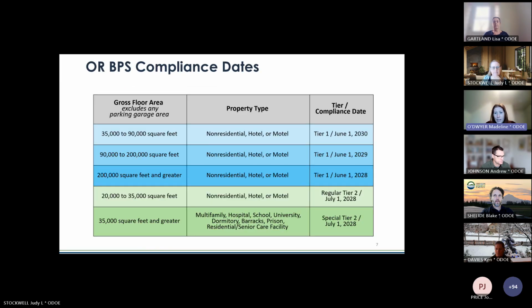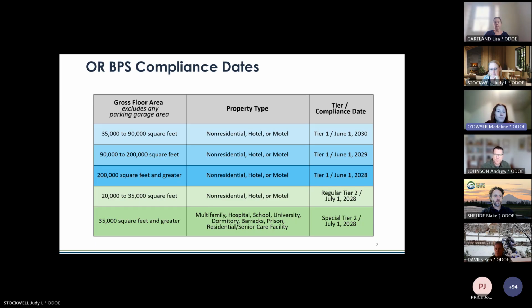This next slide is all the information I just said, but in a table. You'll see that on the left is how big the building is, in the middle is the property type, and on the right-hand side is the tier and compliance date. I will just reiterate once again that no matter the size of that Tier 2 building, the compliance date is the same of July 1st, 2028.